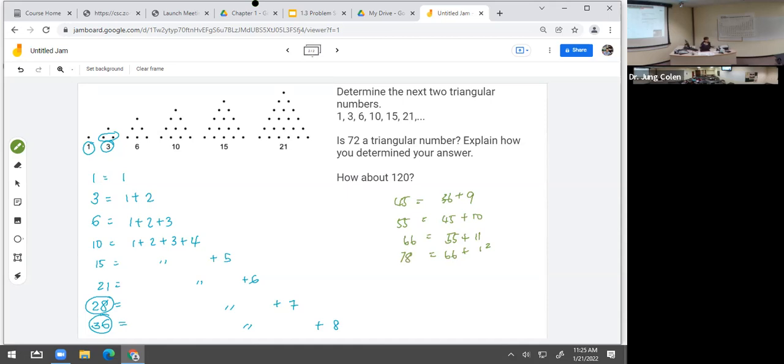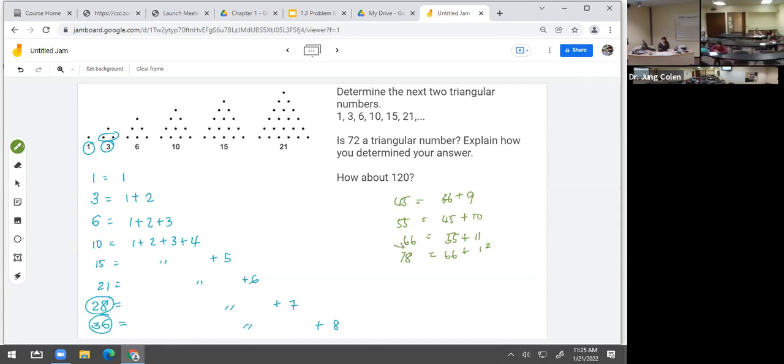Okay, so explain it. How did you determine 72 is not a triangular number? Because it wouldn't form a triangle. Because it is between these two numbers, right? So it's not a triangular number. To be a triangular number, it has to be 66 or 78. But this number 72 is in between those two numbers, right? Very good strategy. Is there anybody else who has a different strategy?